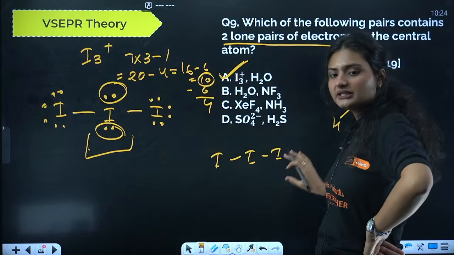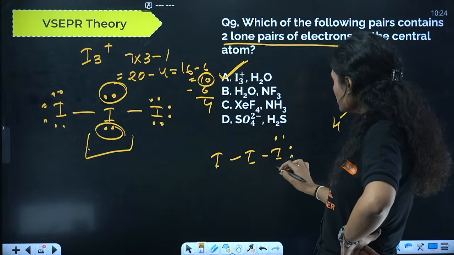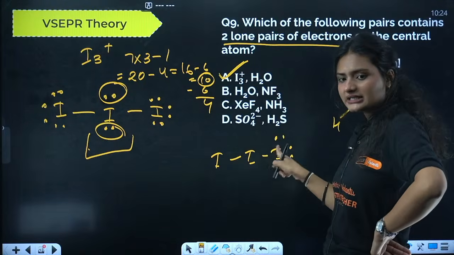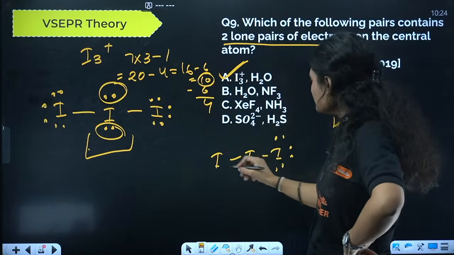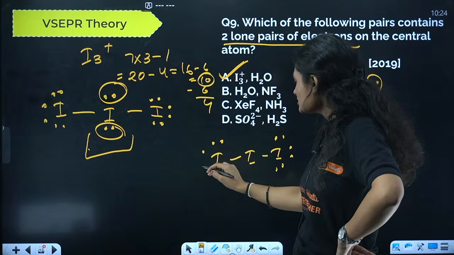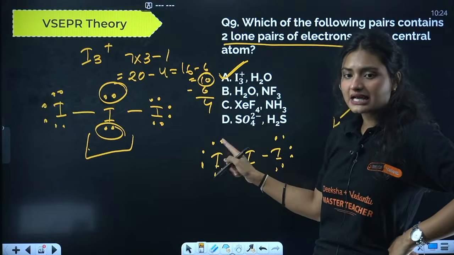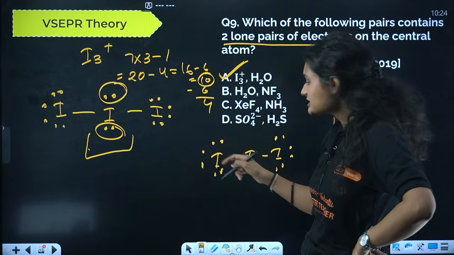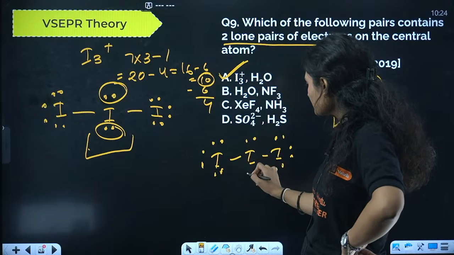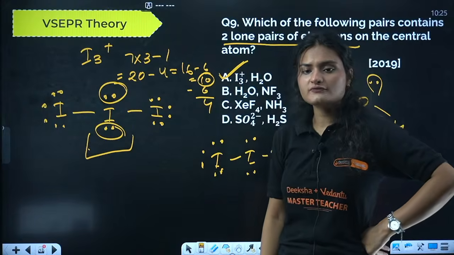Now we need to complete the octet of each and every atom. So we'll start from the outer atom. We put 6 electrons here. Its octet is complete. 16 minus 6 means 10 electrons are left. We provided 6 electrons to this iodine and its octet is also complete. So now it has 4 electrons. These 4 electrons will go to the central atom, right? That means it has 2 lone pairs of electrons.